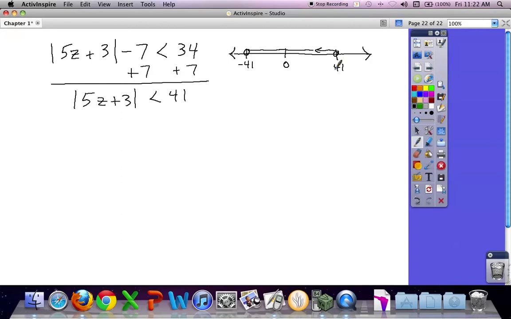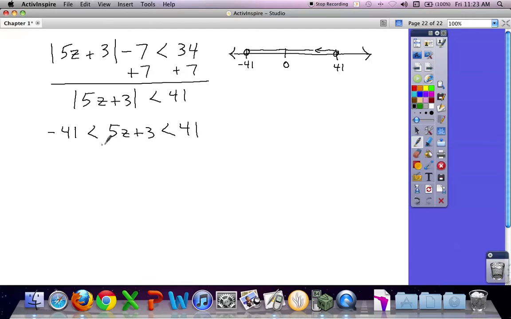And the way we break this down then is like this. We're going to say negative 41 is less than 5z plus 3 is less than positive 41. It's a three-part inequality, which we really haven't dealt with so far. And you just need to get used to it. It's not that hard. If you try to go the other way and turn this into a compound inequality tied together with an and, you're going to find yourself making a lot of mistakes.